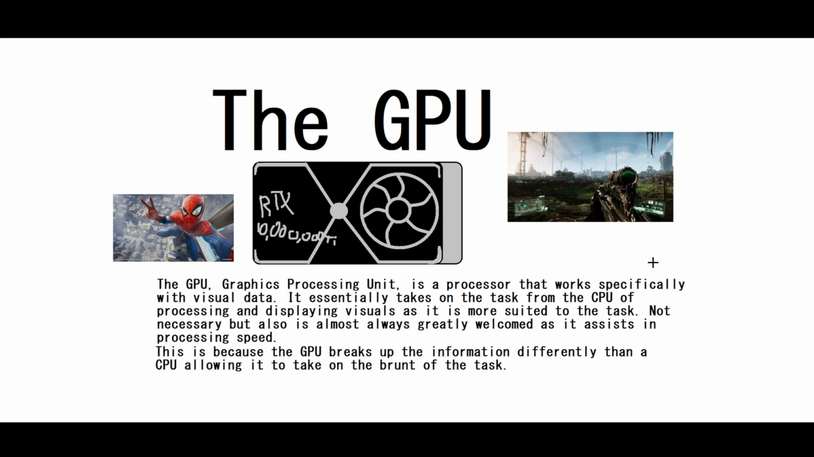Next up, we have the GPU. The GPU, or the graphics processing unit, is a processor that works specifically with visual data. It essentially means it's taking on the task from the CPU of processing and displaying visuals, because it is way more suited to the task. GPUs are not necessary for a computer, as most motherboards now have onboard graphics.